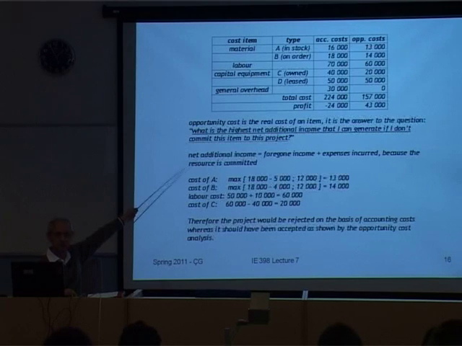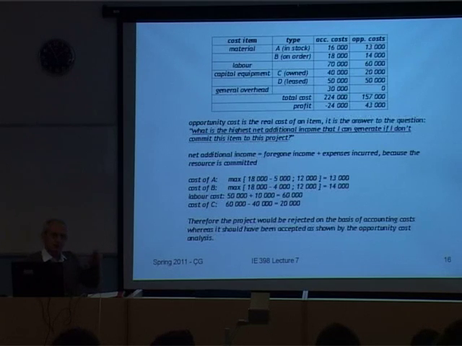Throughout your career, you should ask this question. The question I reformulated somewhat. The present version of Lecture 7 PowerPoints are slightly different from yesterday's. I always make some modifications. So the question is, what is the highest net additional income that I can generate if I don't commit this item to this project? Okay, this is the relevant question. What is the highest net additional income that I can obtain if I do not use this resource in this project?